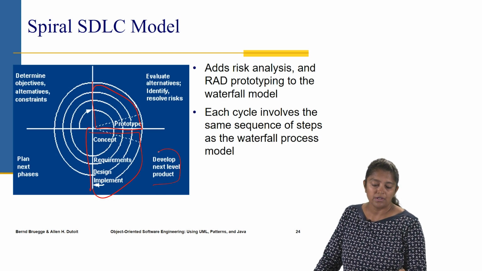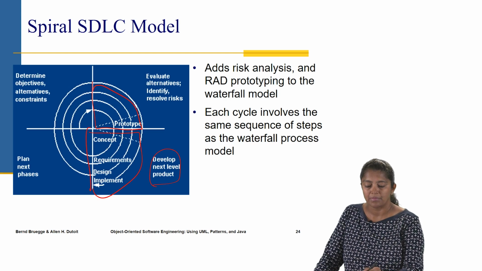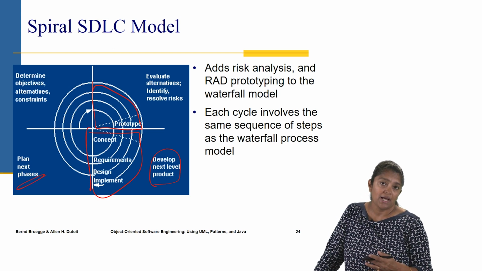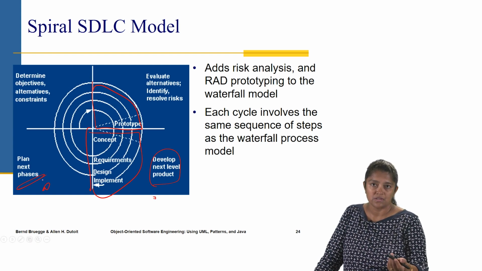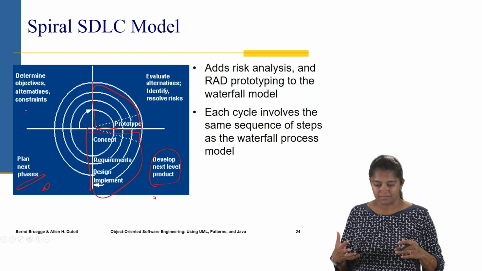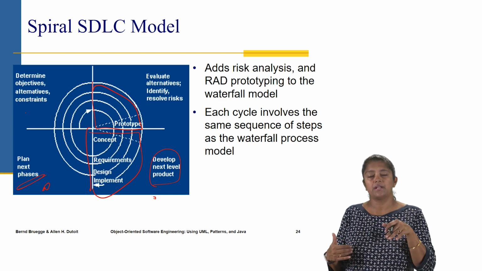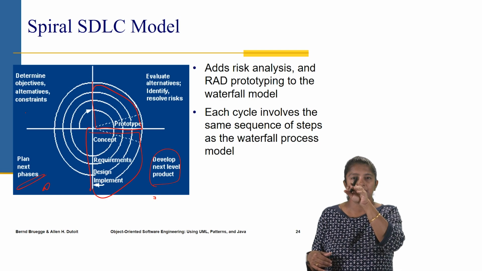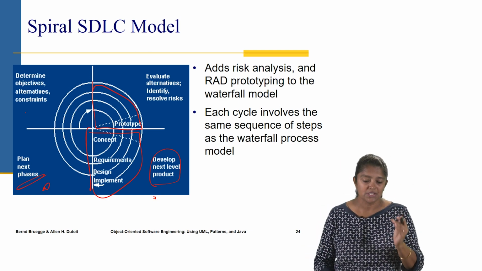Then in the second quadrant, the next level of the product is developed, so the actual development happens. Then in the third quadrant, we start planning for the next phase. So now that we've completed this task, what's the next task that needs to be performed? And then in the fourth quadrant, we again determine the objectives, alternatives, and constraints for that next phase. So it's kind of evaluate, develop, plan, and then determine objectives of the next phase. So that's what happens in each cycle.